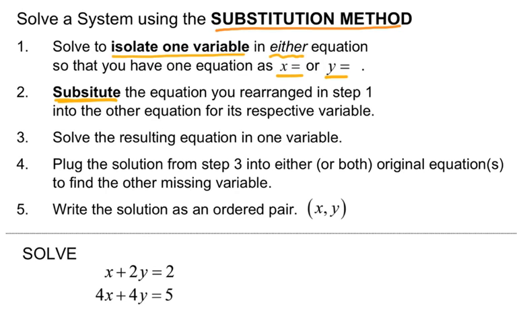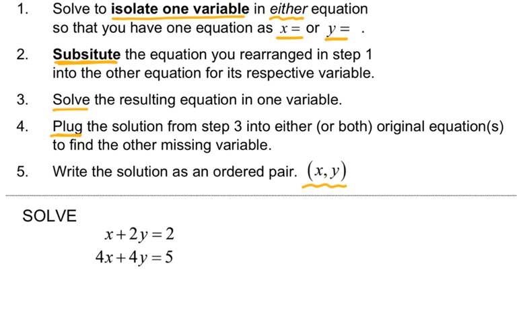At that point, we have one equation with one variable. We will solve. Once we get that, that will give us one of the variables, but we know that the solution to a system of linear equations is generally going to be an ordered pair. So we need to plug that variable into either or both, if you want to be extra careful, of the original equations to find the other missing variable. And then, of course, we'll write our solution as an x, y ordered pair.